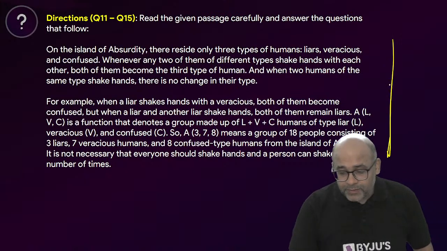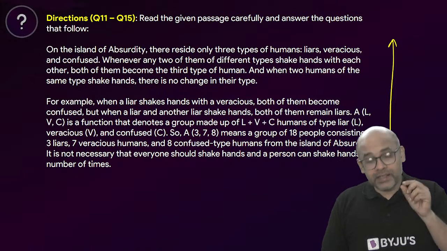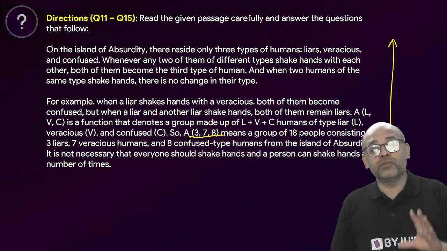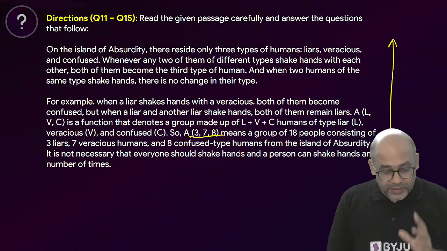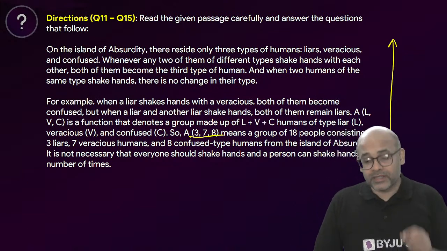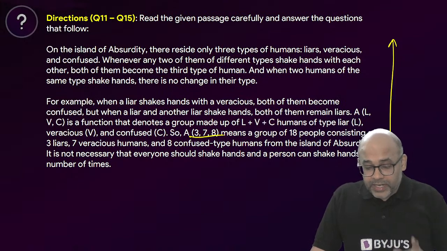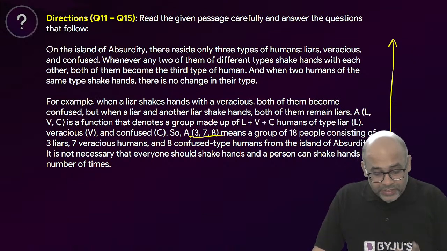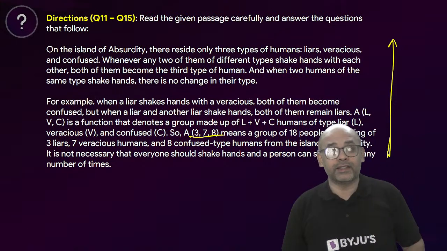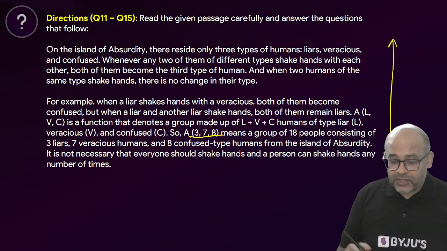So we have again a small set. It's a pure logic set. You can see there are not many numbers in this. Yes, there are small numbers, but first the data is very less. It's only 2 paragraphs. So let's take a look at it. On the island of absurdity, there reside only 3 types of humans: liars, veracious, and confused. Whenever any two types of them shake hands with each other, both of them become the third type of human being. So this is a pure logic set. And when 2 humans of the same type shake hands, there is no change in the type.